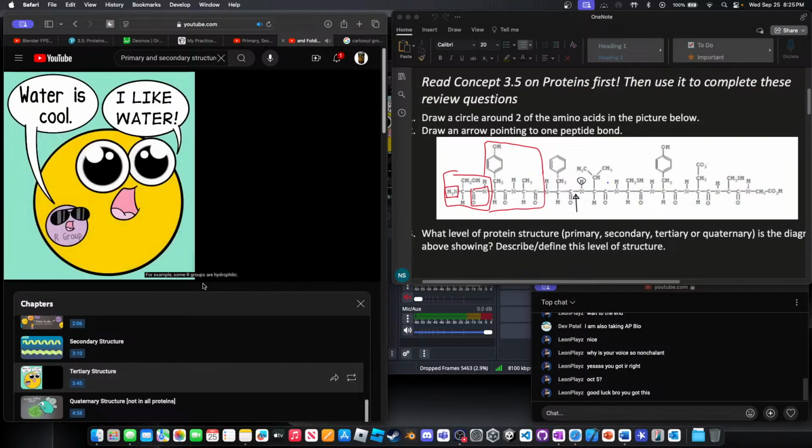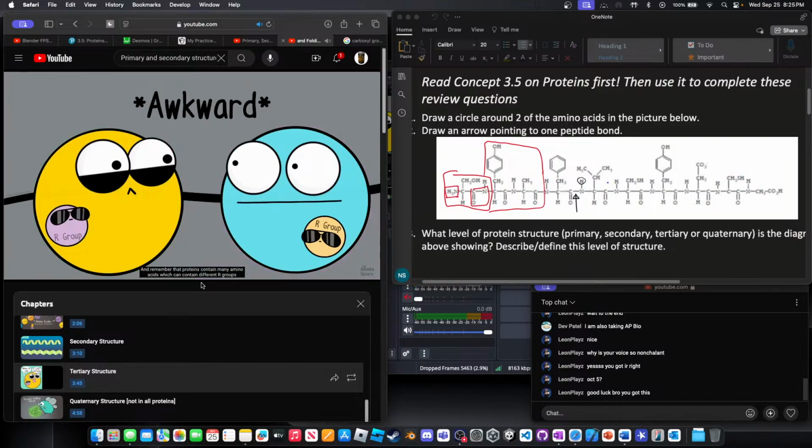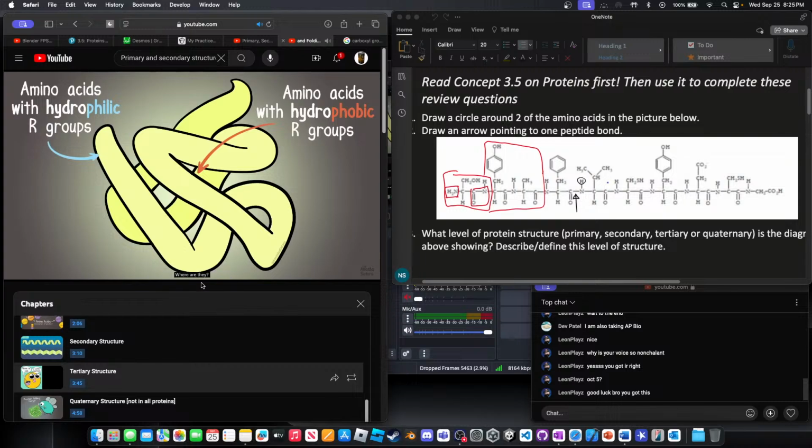For example, some R groups are hydrophilic. They like water. Some R groups are hydrophobic. They don't. And remember that proteins contain many amino acids, which can contain different R groups, and so different areas of the protein can therefore be impacted based on those R groups. When protein folding is going on, amino acids with hydrophilic R groups may hang out on the outside, while hydrophobic R groups might hang out at the inside part of the protein.